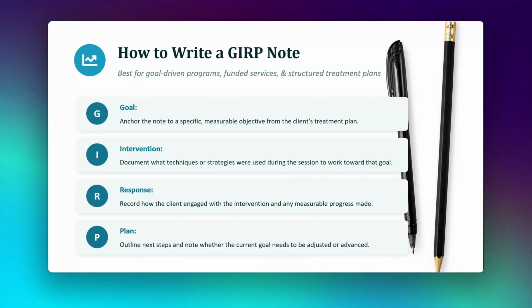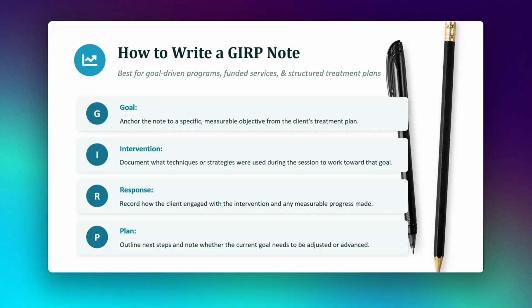And the last note we're reviewing is the GIRP, which stands for Goal, Intervention, Response, and Plan. You'll notice that 3 of the areas are the same as the BIRP, but this one starts with Goal. And as you can imagine, it's the most goal-centered note type of all the 4 formats. Every GIRP note starts by anchoring the session to a specific, measurable objective, already documented in the client's treatment plan.